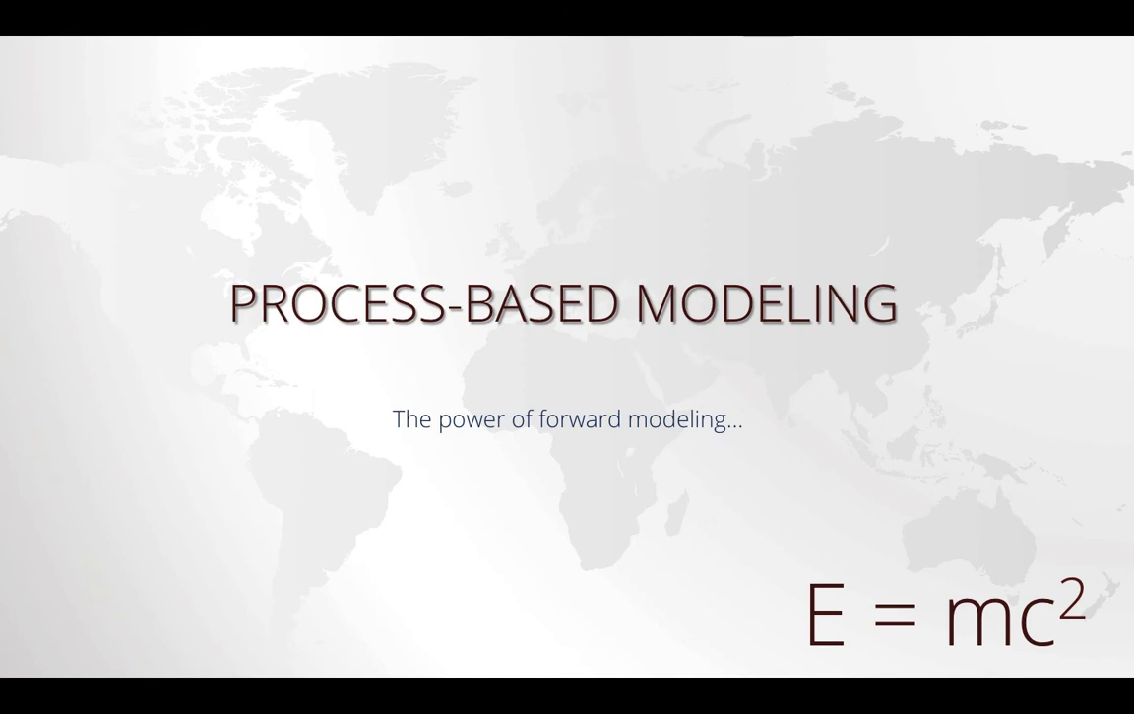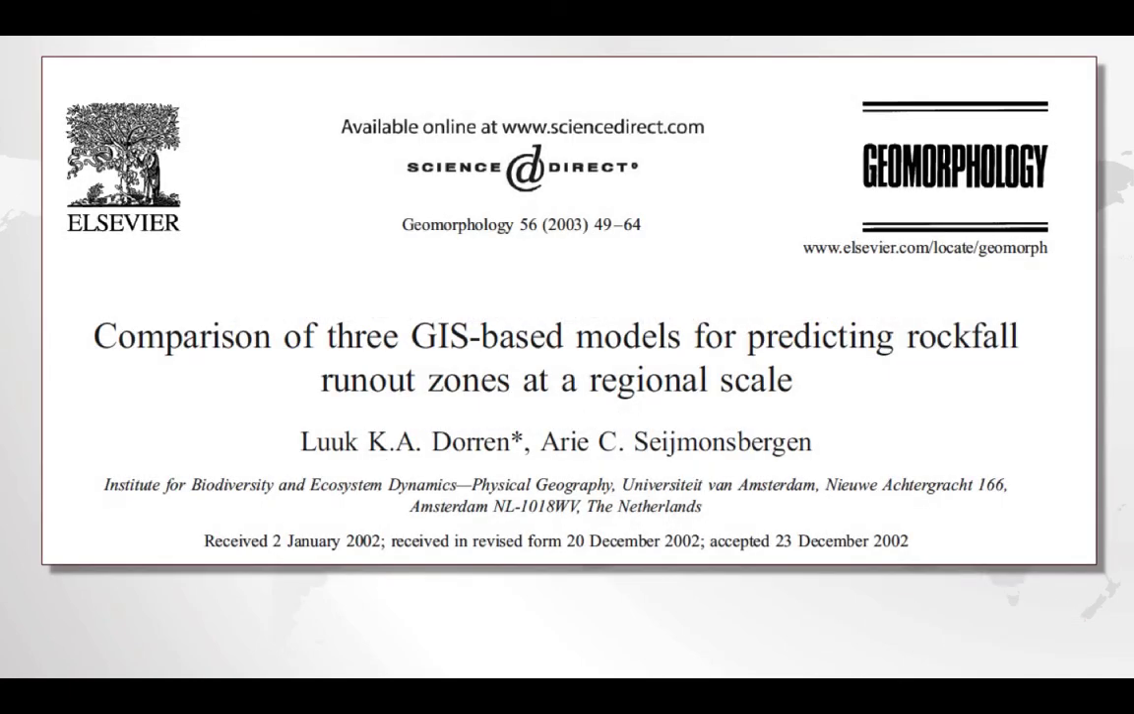So those are kind of simple. We're going to talk about process-based models, or the power of forward modeling, and notice I have my little E equals MC squared because process-based models are typically based on a number of equations. I've had various renditions of this over the years. I decided to pull a real published example to illustrate this.